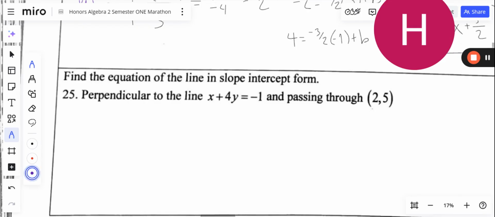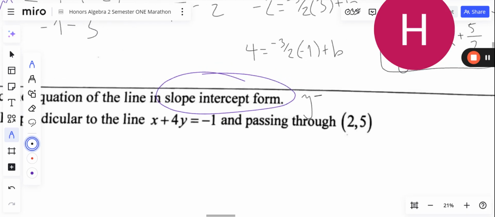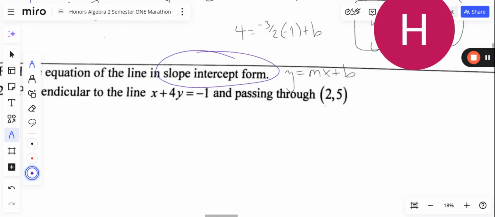Okay, again, we want slope-intercept form. So we want this y equals mx plus b form once again. They give us a little bit different details though. They do not give us 2 points. They give us 1 point that it passes through. That's going to be the only point we can use.